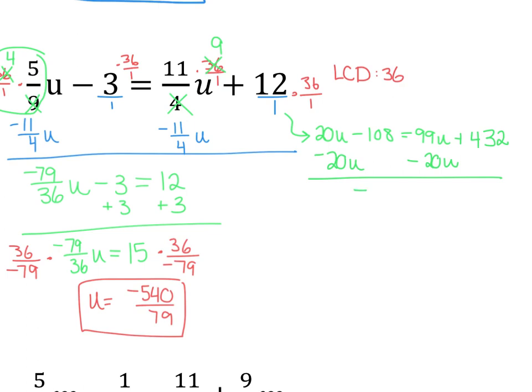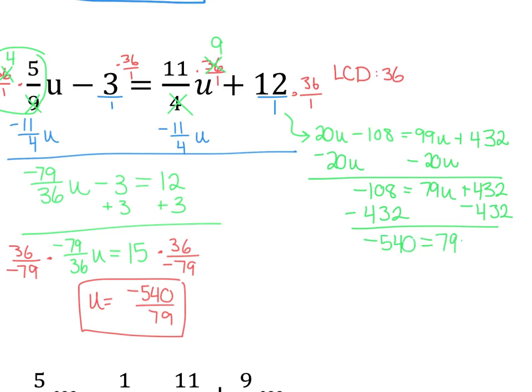I bring my u's together, I subtract 20u from both sides, I have negative 108 equals 79u plus 432. Subtract 432 from both sides. And notice I'm going to get negative 540 equals 79u. Divide both sides by 79. And my answer is identical to what I got over on the left side.